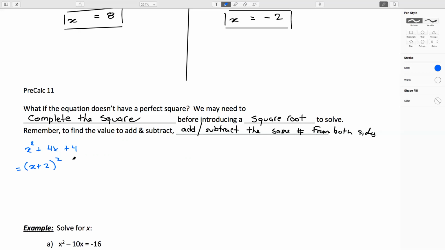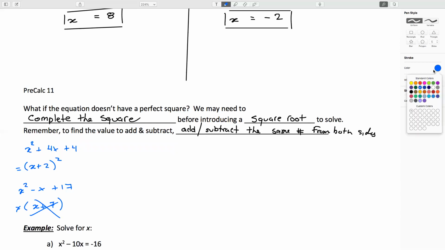Some equations, however, won't. You could get something like x squared minus x plus 17. That is not going to factor nicely into x plus 7 or something like that. That's not going to work. So we need to add something strategically to both sides of the equation so that we get a perfect square. And there's a trick to this.